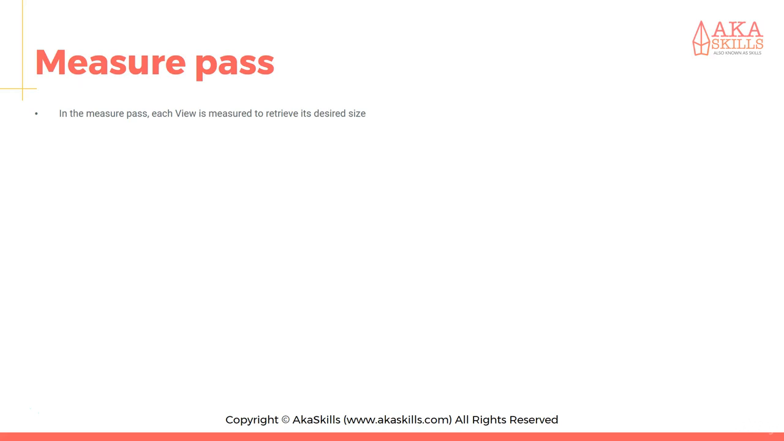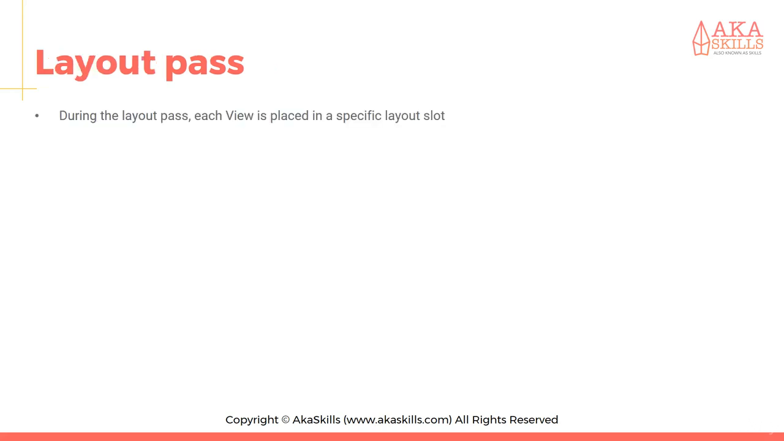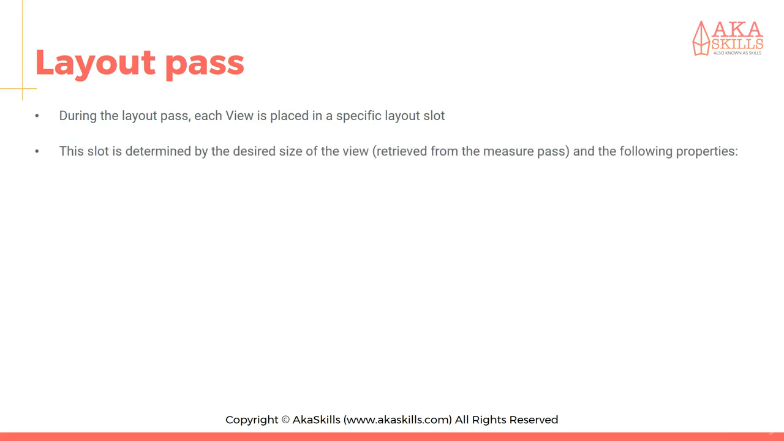What is measure pass? Well, in the measure pass, each view is measured to retrieve its desired size. So the measure pass evaluates the following properties: width, height, min height, visibility as well, margin top, margin right, margin bottom, and margin left. The layout pass, well, during the layout pass, each view is placed in a specific layout slot. This slot is determined by the desired size of the view and the following properties: margin top, right, bottom and left, horizontal alignment, and vertical alignment.